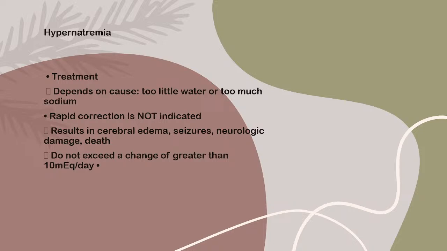Rapid correction is not indicated, either in hyponatremia or hypernatremia, because it results in cerebral edema, seizures, neurological damage and even death. So rapid correction is not at all indicated, neither in hyponatremia nor in hypernatremia. Do not exceed a change of greater than 10 milliequivalents per day. So if we are treating hyponatremia, it is advised not to exceed more than 10 milliequivalents in 24 hours.